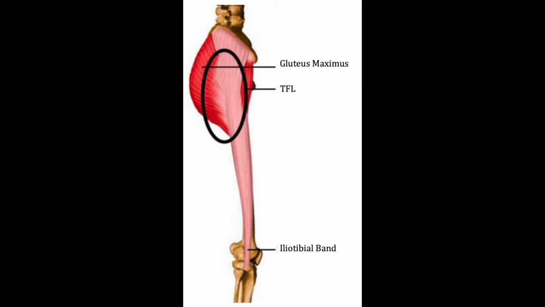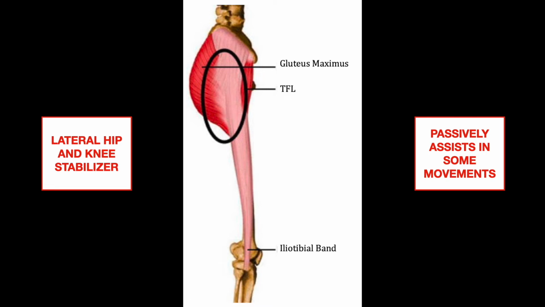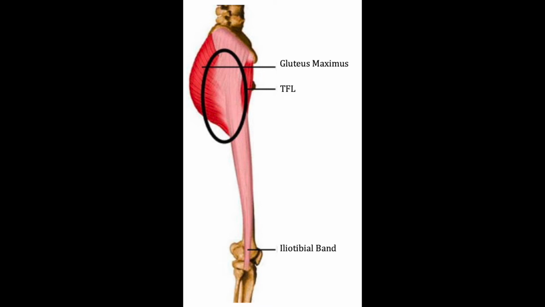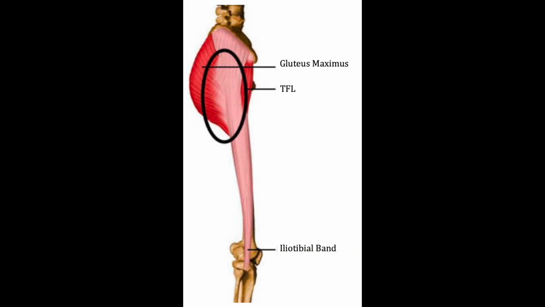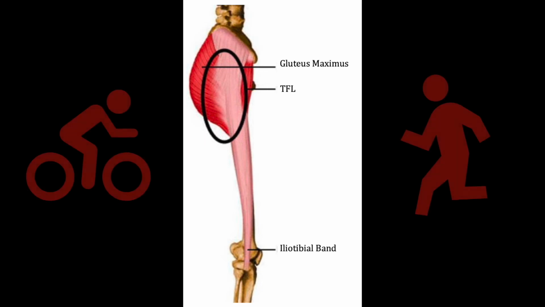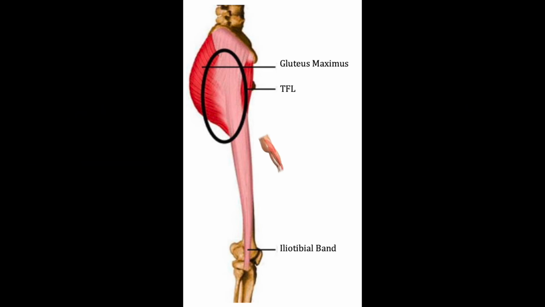The main function of the IT band is to stabilize the outside of the hip and knee, but it also passively contributes to some movements depending on the position of the leg. The IT band is connected at the hip and at the knee, but it's not tethered down anywhere in between, so repetitive knee flexion and extension causes some friction over a bony part of the knee, and this causes irritation. For this reason, runners and cyclists are often the athletes who end up experiencing this kind of pain.